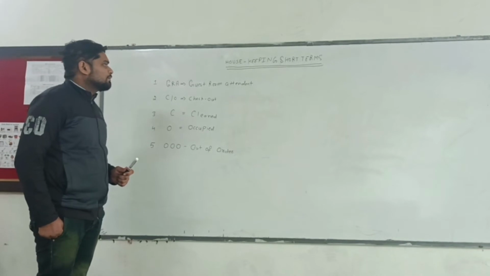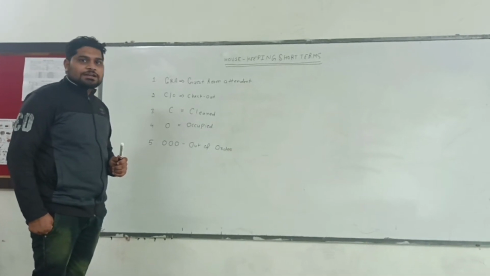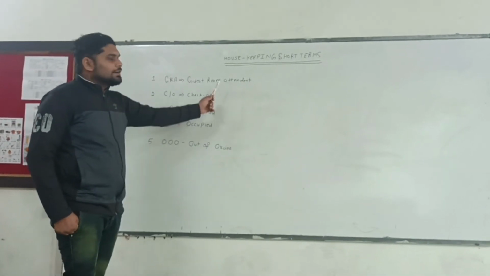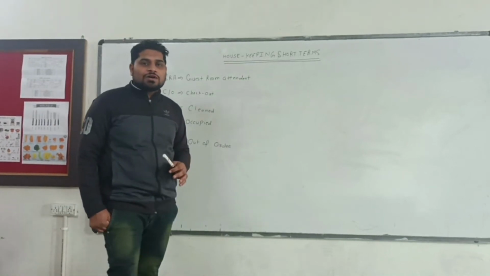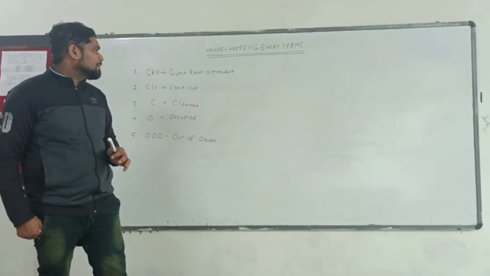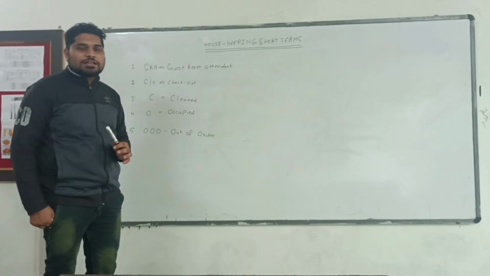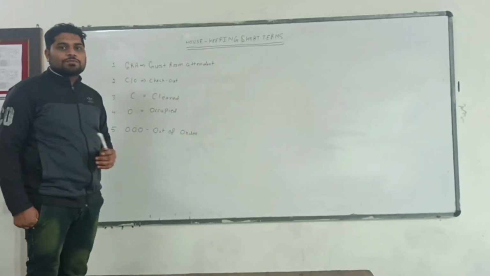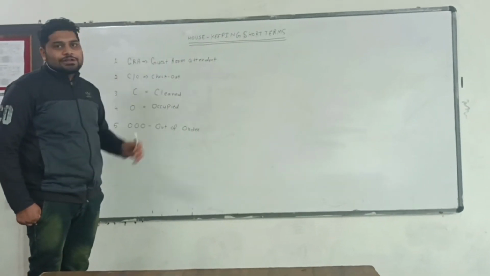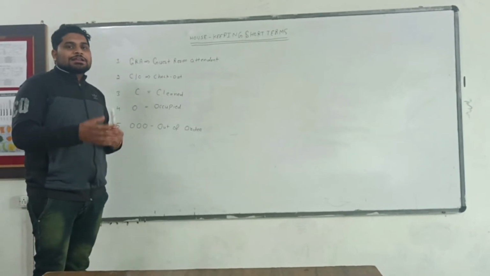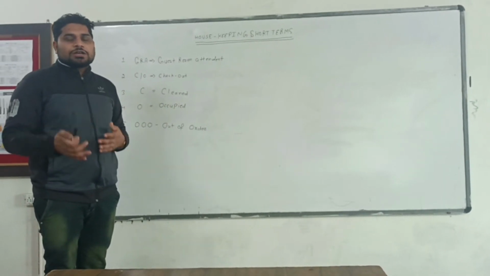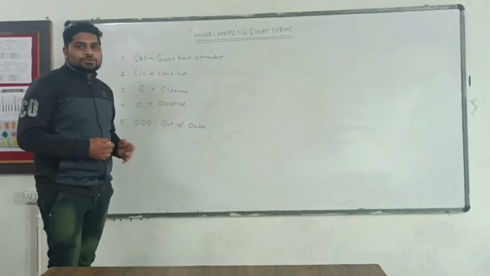GRA stands for guest room attendant. A guest room attendant is a person who works in the housekeeping department, basically in room cleaning, or works under room division. He maintains and cleans all the rooms so that the room is ready to sell to the guest.